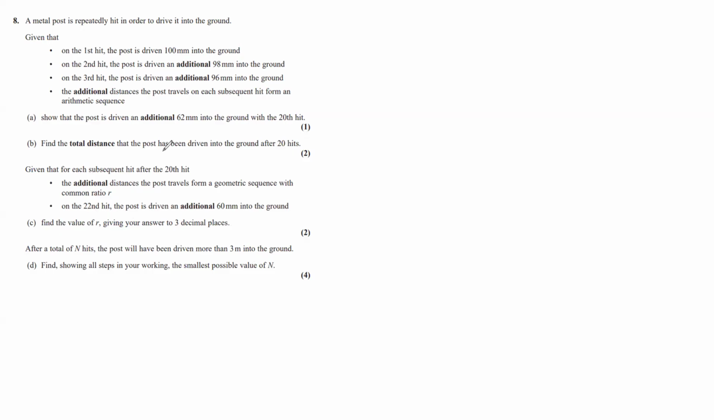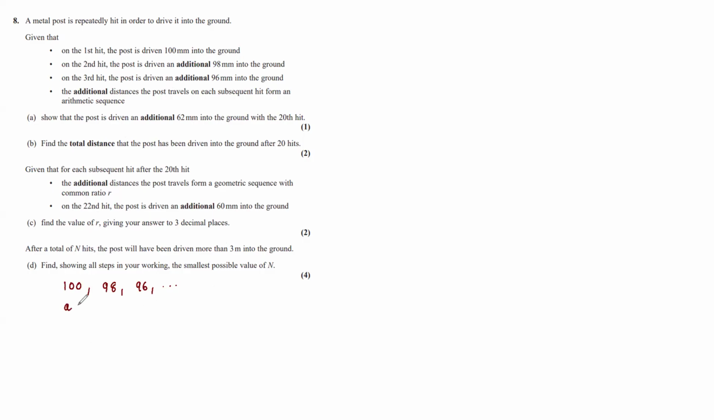Show that the post is driven an additional 62 millimeter into the ground with the 20th hit. So here it's an arithmetic sequence. The first term is given as 100, second term is 98, third term is 96, etc., up to, we need to prove that the 20th term is 62.